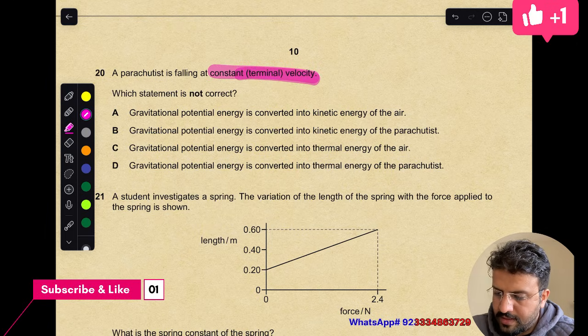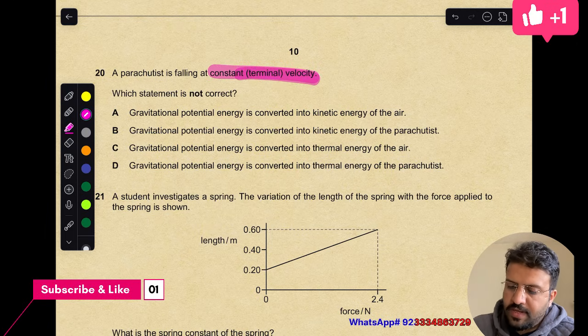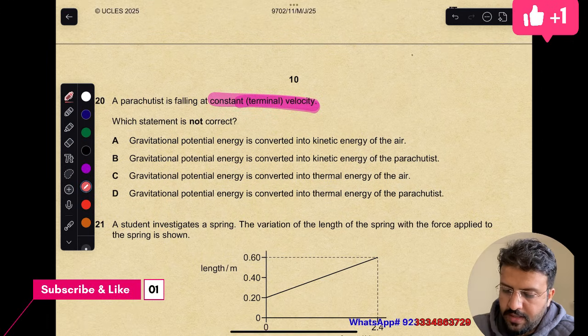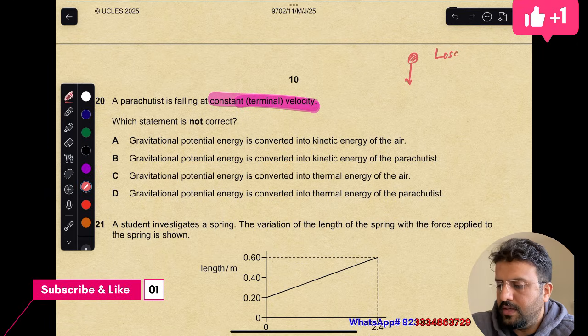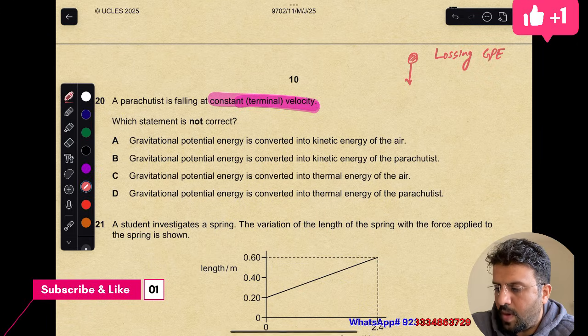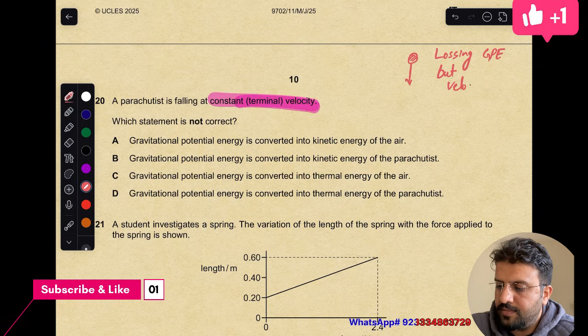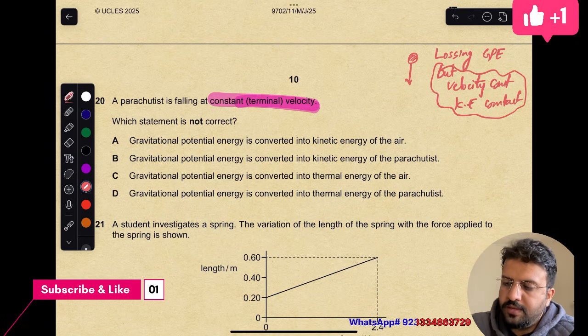I like to highlight this thing. Which statement is not correct? Not correct. Okay, and the options are, this is from the conversion of energy. First we need to understand what is happening here. So if something is moving, the object is moving downward, it's losing GP, obviously. In normal circumstances, this GP is converted into the kinetic energy, but velocity is constant. So you can say kinetic energy will be constant. Okay, that you need to keep in mind.